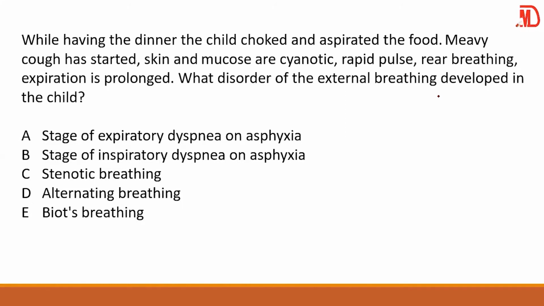Now, while having dinner, the child got choked and aspirated the food. Heavy cough has started. Skin and mucosa are cyanotic, which means they are blue. Because they are blue, no oxygen is there. Rapid pause, rare breathing. Look at this: expiration is prolonged. What disorder of the external breathing developed in this child? Of course, the child aspirated food, so we call it what?